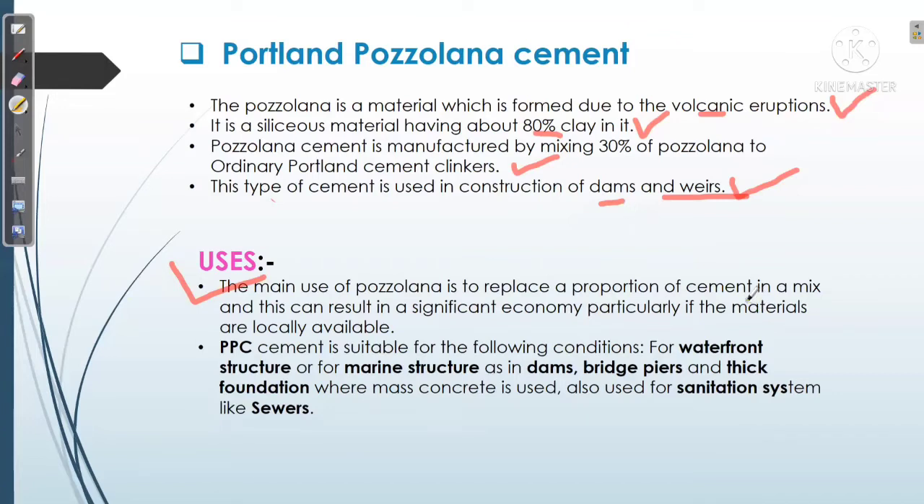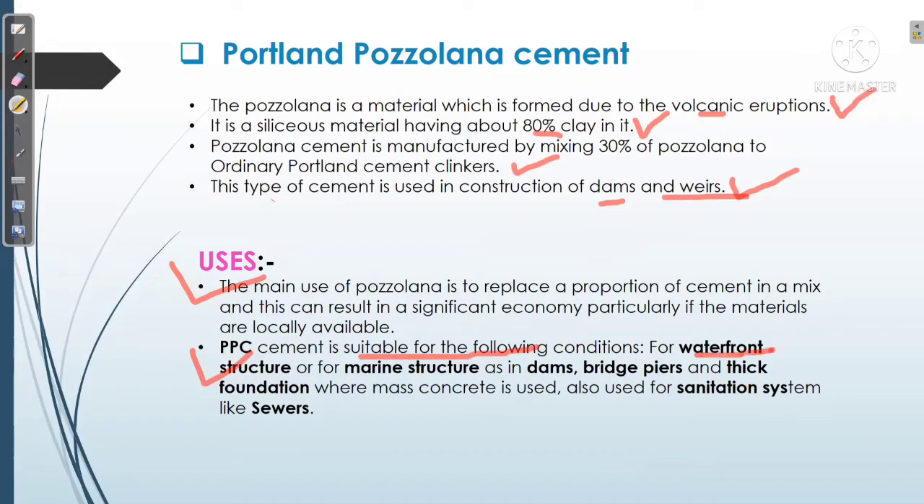So in villages we can easily get locally available materials frequently. If the material is locally available, we can use this kind of cement because it consists of siliceous material, that is clay, and clay is very easily available in villages. PPC, that is Portland pozzolana cement, is a suitable material for the following conditions.